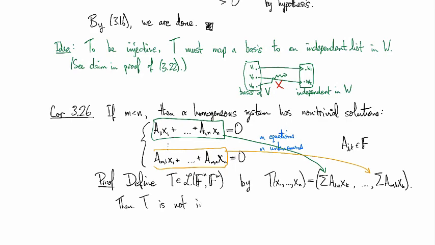Then T is not injective by the thing that we just proved. So the nullity of T is going to be strictly positive. And so those things that are in the null space correspond to multiple solutions for the homogeneous equation.